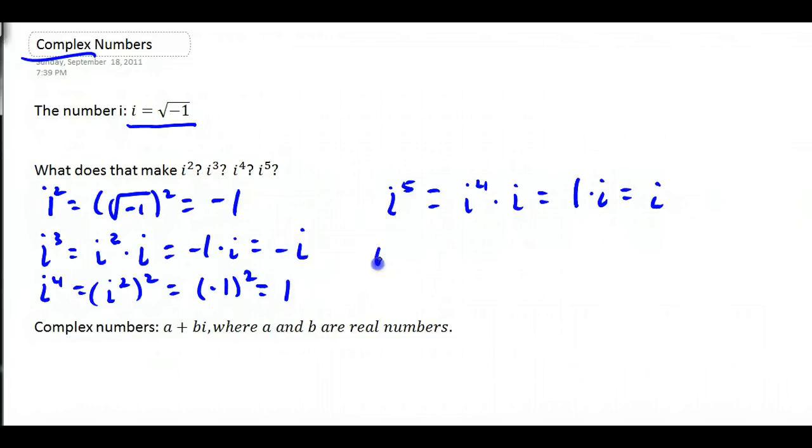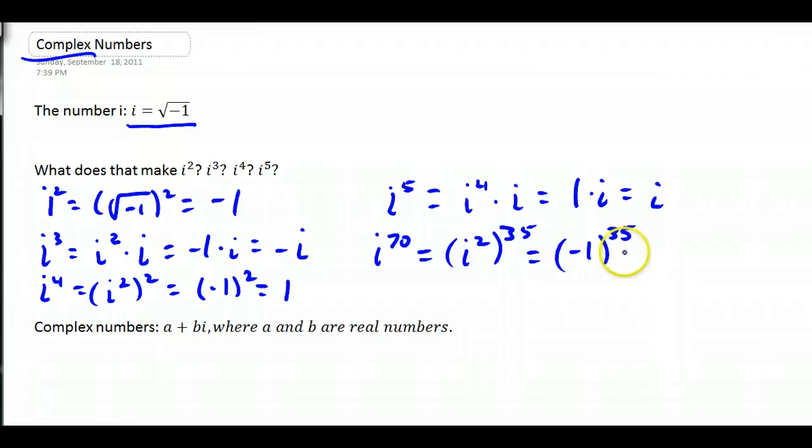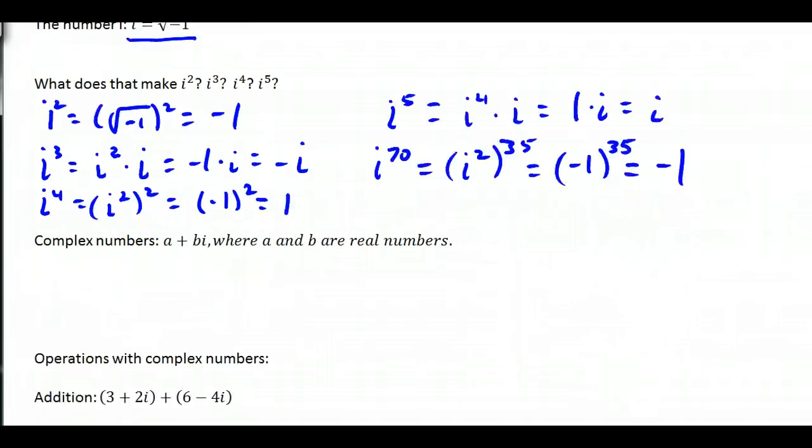If you have to figure out what i to the 70th is, break it down into a power of i squared. Because i squared is -1, and since we're raising it to the odd power, it's going to be -1.